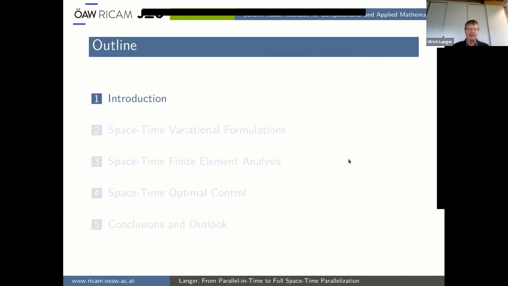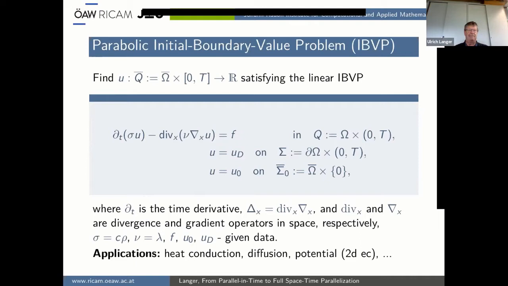So, introduction. I'm going to consider first a simple parabolic initial boundary value problem like this. So you can think about heat conduction, diffusion, or potential equation. I think the last electrical machine talk was a 2D version of an eddy current problem, where we have a parabolic problem like this.